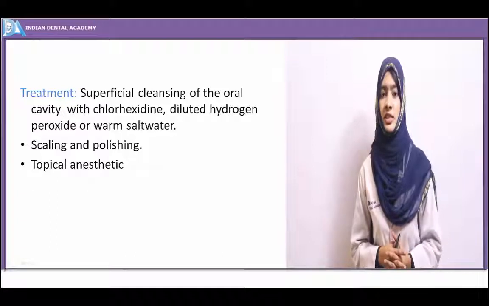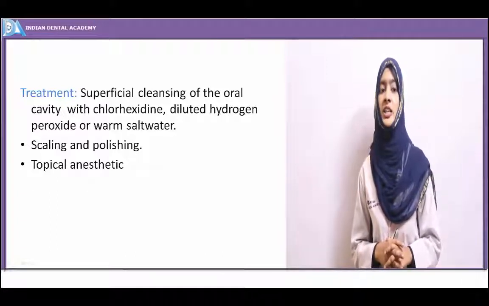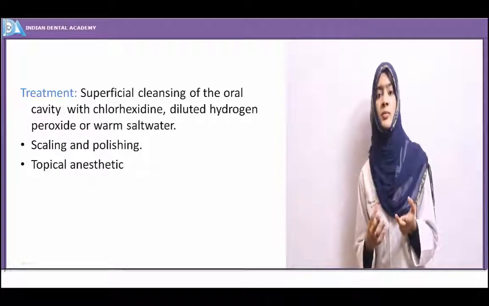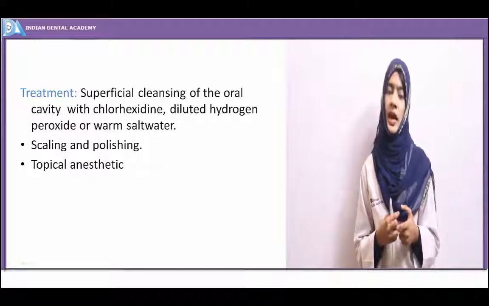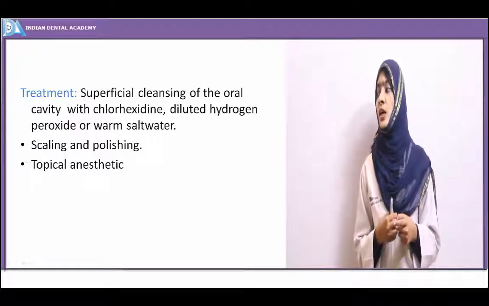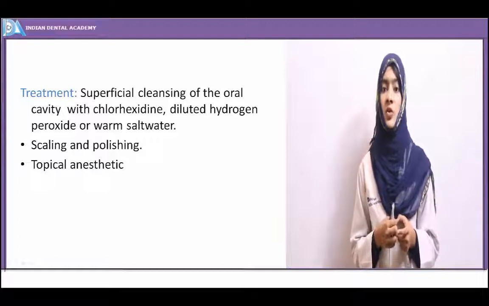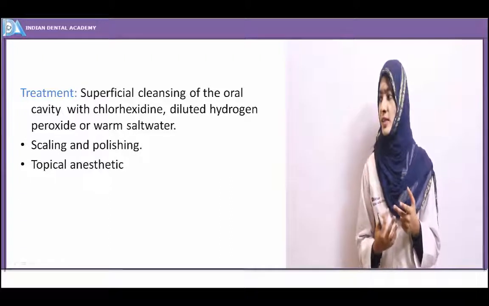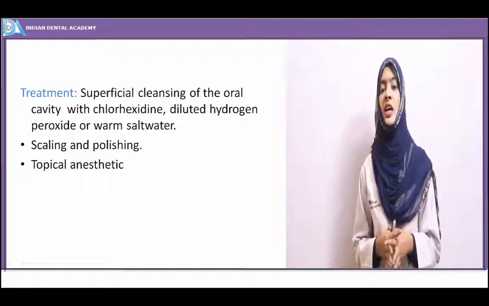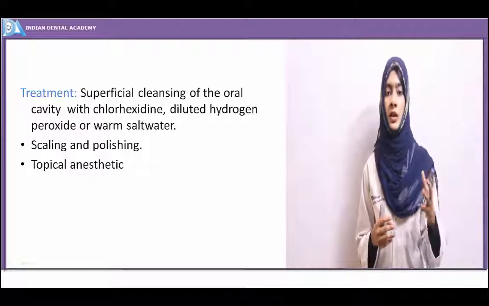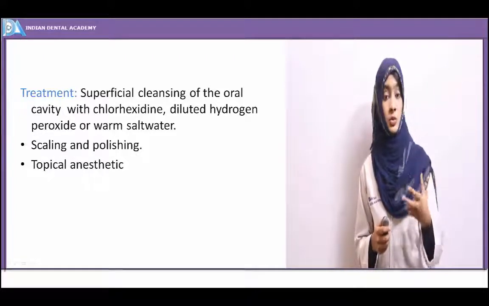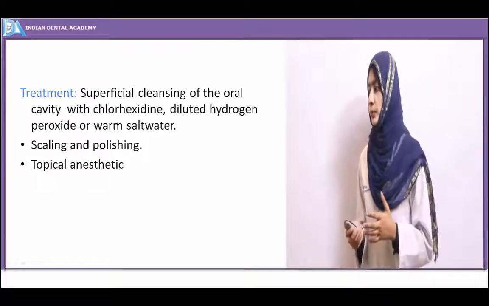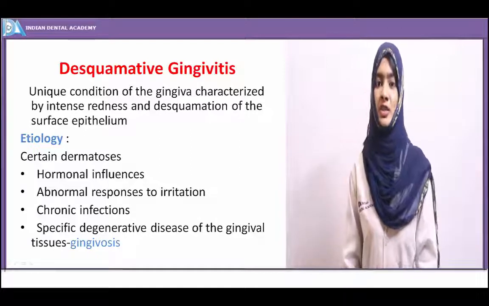Treatment for acute necrotizing ulcerative gingivitis is just symptomatic in nature. The underlying immunosuppression or malnutrition should be corrected, and for symptomatic measures, superficial cleansing of the oral cavity should be done either with a mouthwash or with a chlorhexidine mouthwash, diluted hydrogen peroxide, or even with warm saline water. Local irritants present should be removed by scaling and polishing, and a topical anesthetic decreases the pain and makes the patient able to at least eat something so that the underlying malnourishment is corrected. Okay, that's about acute necrotizing ulcerative gingivitis.